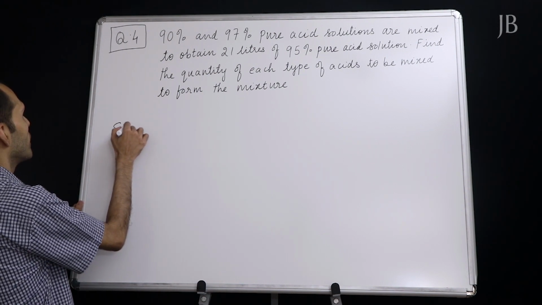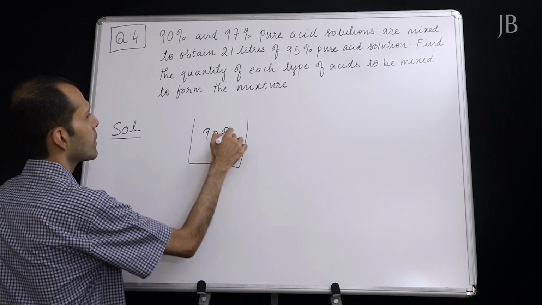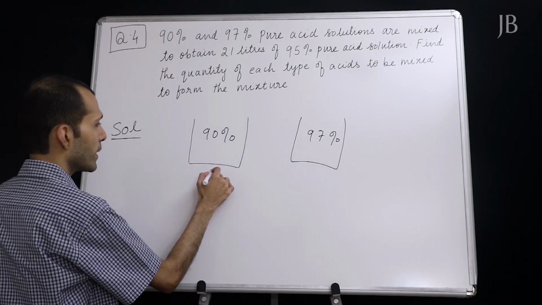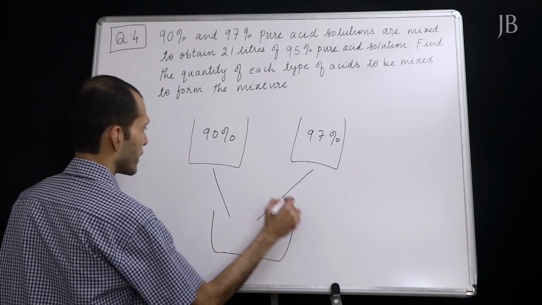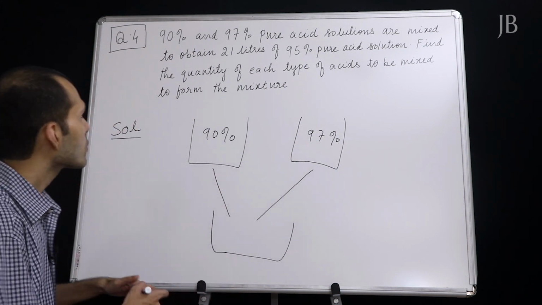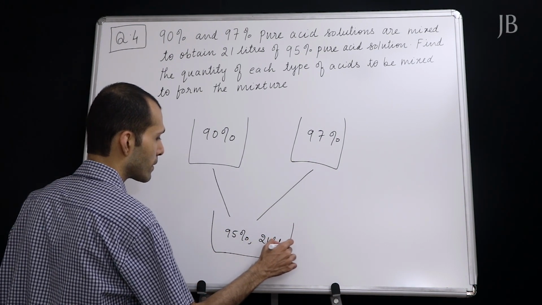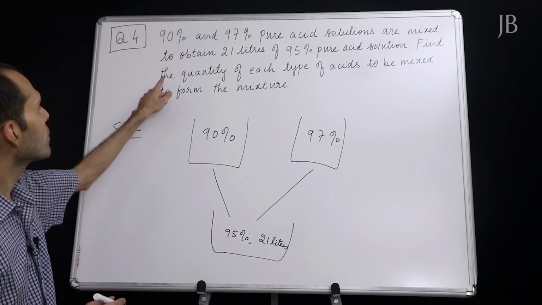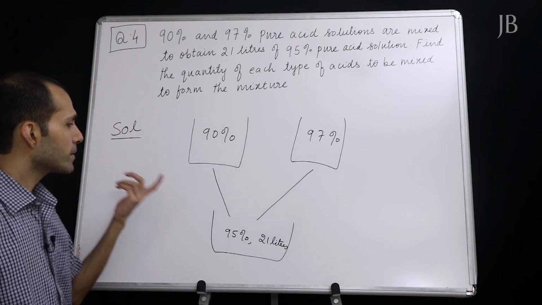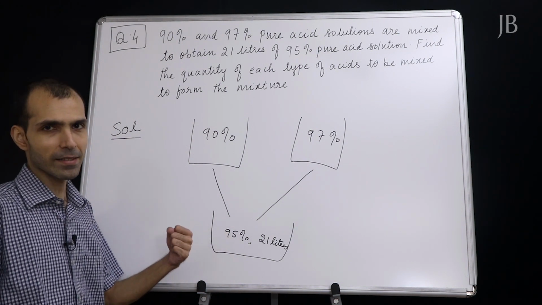Fine. We will have to now think like this. This is one solution, 90%, and this is another solution, 97%. They are now mixed. So we take some quantity from here and we take some quantity from here to form 95%, 21 liters. So what they are telling you, find the quantity of each type of acid. Now what happens? See, we want 21 liters. And the strength should be 95% acid.